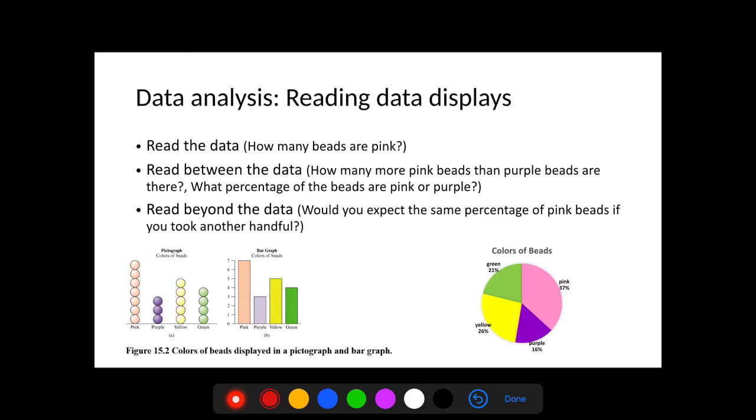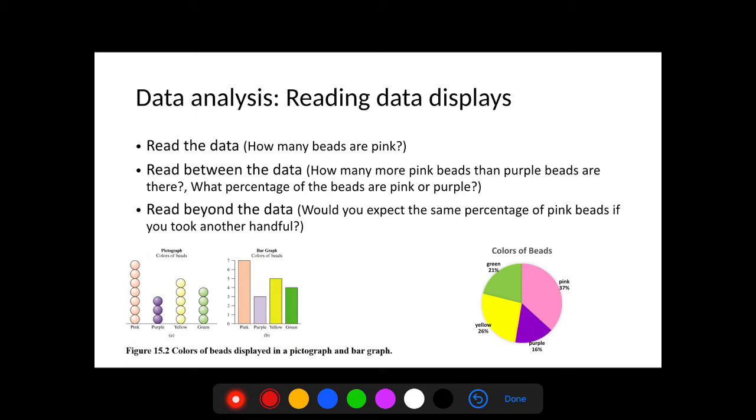We don't create graphs for the sake of creating graphs. We create graphs to organize the data and then to analyze the data so we can understand what's going on. Data analysis can get very sophisticated. We're going to stick with just an elementary data analysis, not even getting to things like mean and median in this presentation. So let's look at some of the levels of data analysis of reading our graph.